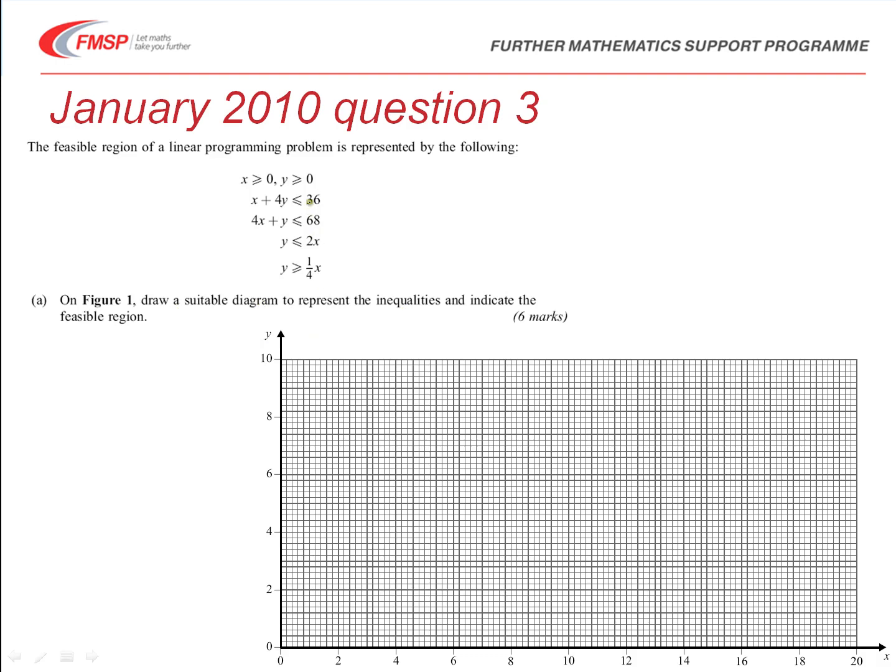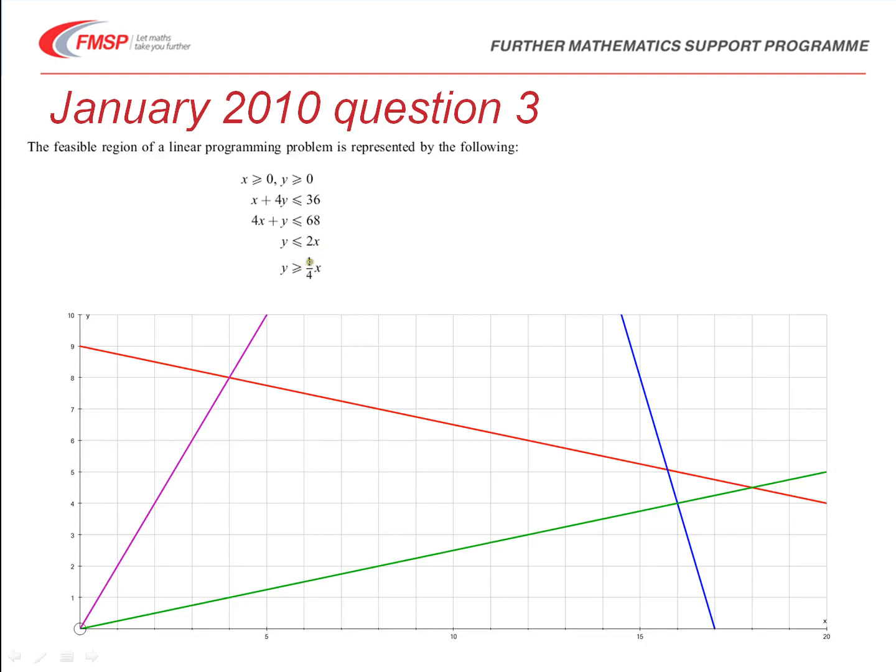Okay, so for each of these regions we need to draw a line. So for example, for x greater than or equal to 0, we draw the line x equals 0, or y greater than or equal to 0, it's y equals 0. Or for x plus 4y less than or equal to 36, we draw the line x plus 4y equals 36. So we remove the inequalities to draw the equality, and then we will shade out the piece that is not required. So here's one I did earlier. You can see I've drawn some of the lines already on this diagram.